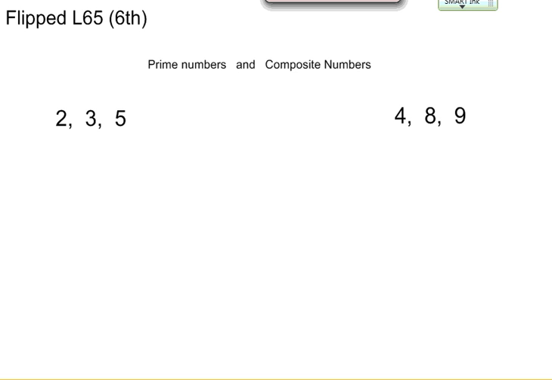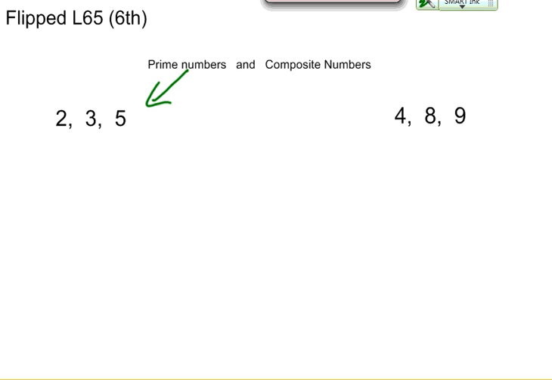Welcome to Flip Lesson 65 for the 6th grade. Today we're going to look at two concepts. First of all, understanding the difference between prime numbers and composite numbers. And then, how to take a composite number and break it down into its prime factors, also known as prime factorization. So, prime numbers is an idea that we've looked at before.